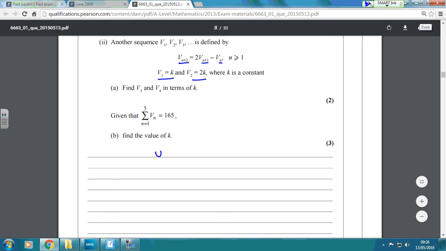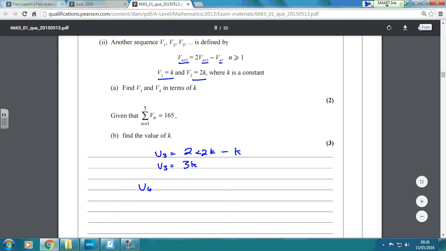So to get V3, we're going to do 2 lots of the term before it, so it's going to be 2 lots of V2, which we know is 2K, take away the one before that one, so take away V1, which is going to be K. So V3 equals 4K, take away K, so that's going to be 3K.